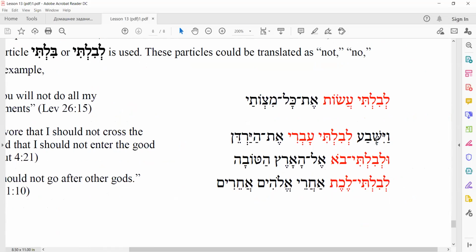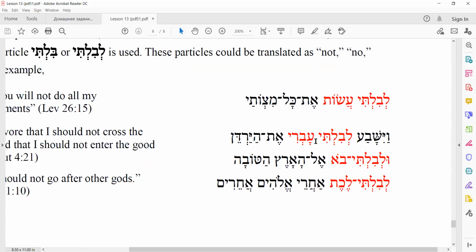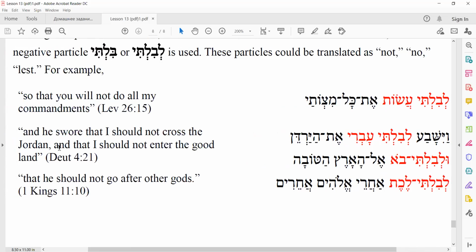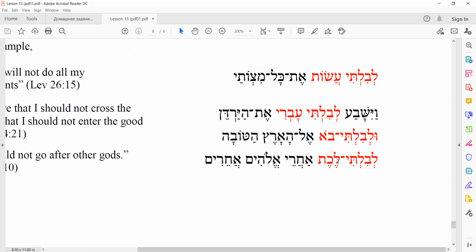Vaishava, and he swore, lebilti ovri et ha Yarden, and he swore that I will not cross over the Jordan. U levilti vo el haaretz hatova, and I will not enter the good land. Levilti lechet ahare Elohim aherim, so that you do not go after foreign gods.